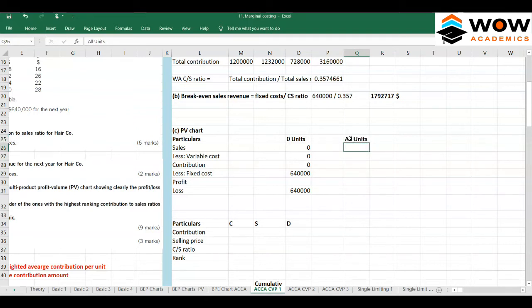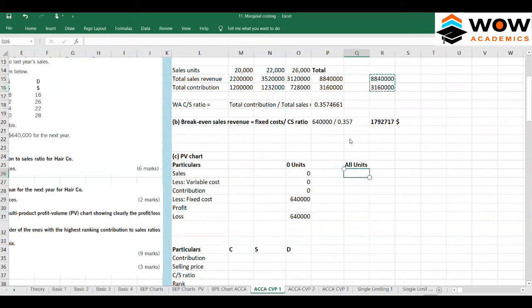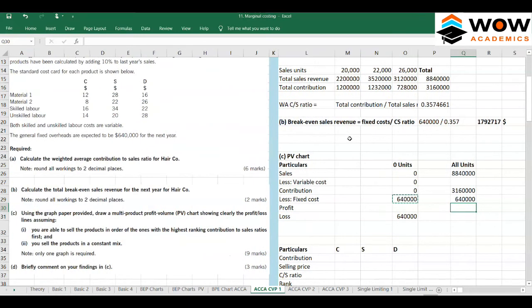When we sell all the units, then what happens? When we sell all the units, we get a total sales of this much. So we have these numbers, so we can take these numbers and we'll just work it out. So this would be our sales. This would be our contribution. We don't need to find out the variable cost. You can just leave it. But our fixed cost will be the same. It's a 6,40,000 and we'll get a profit. So hopefully it is 6,40,000, okay, that seems to be 6,40,000.